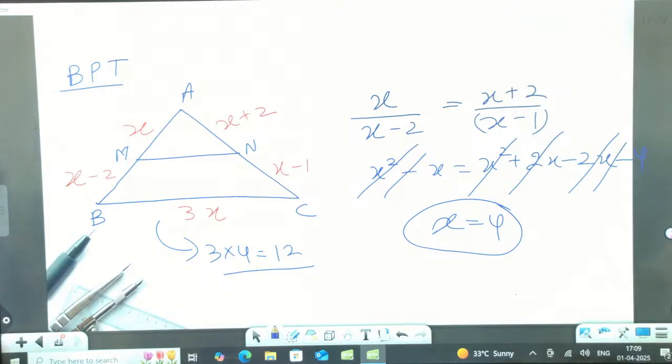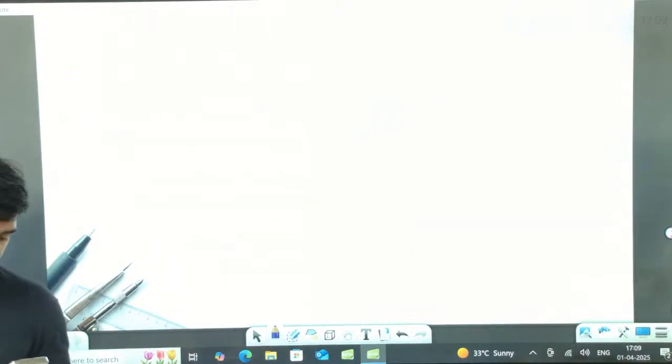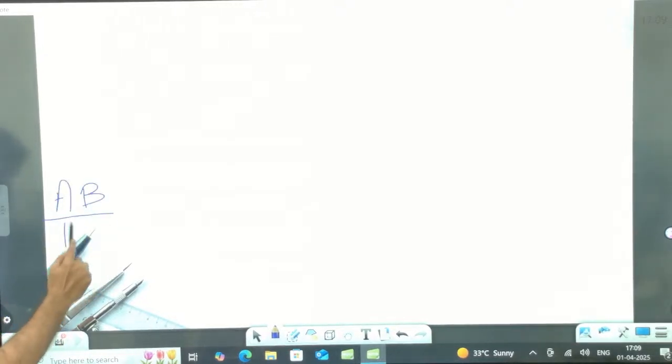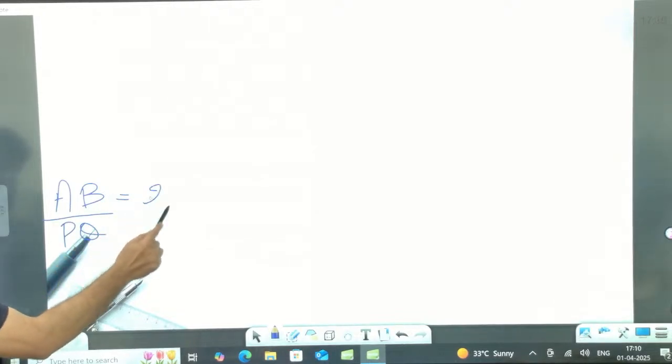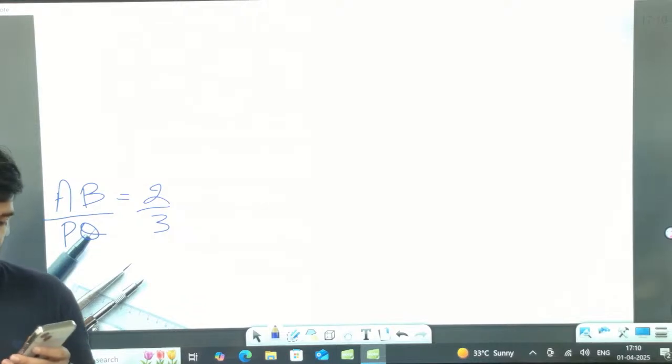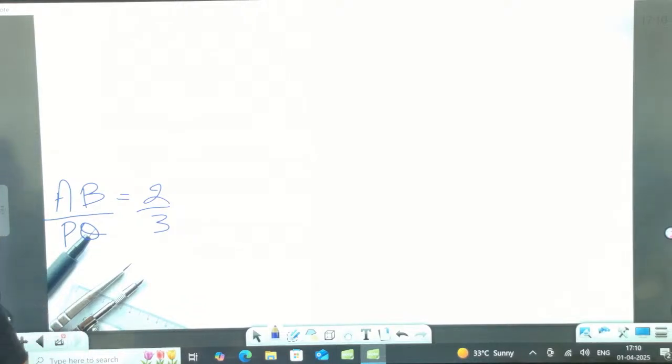If AB upon PQ equals 2 by 3, and both the triangles are similar.